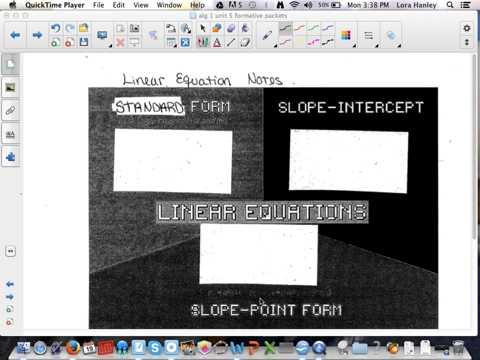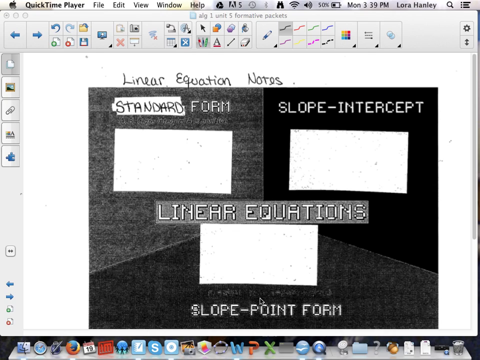Continue our discussion on linear equations, and I want to talk to you about the three different forms of linear equations. And then we are going to create equations of lines given a point and a slope or given 2 points. The first equation that we've seen in the past is called standard form of a linear equation.